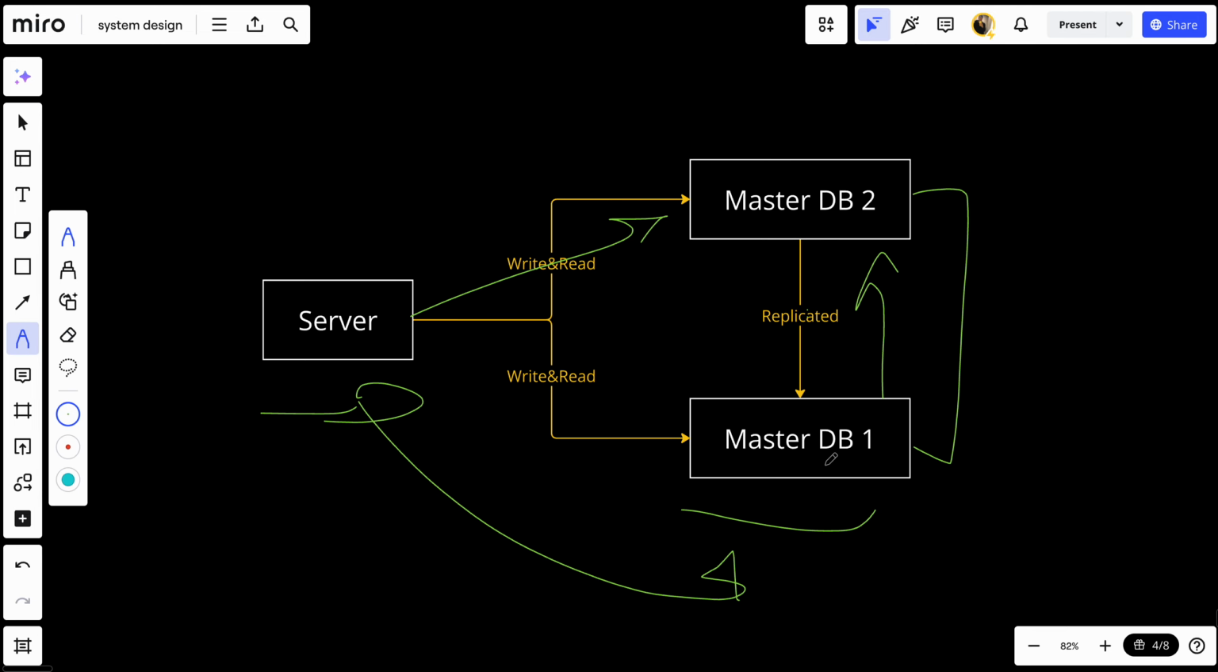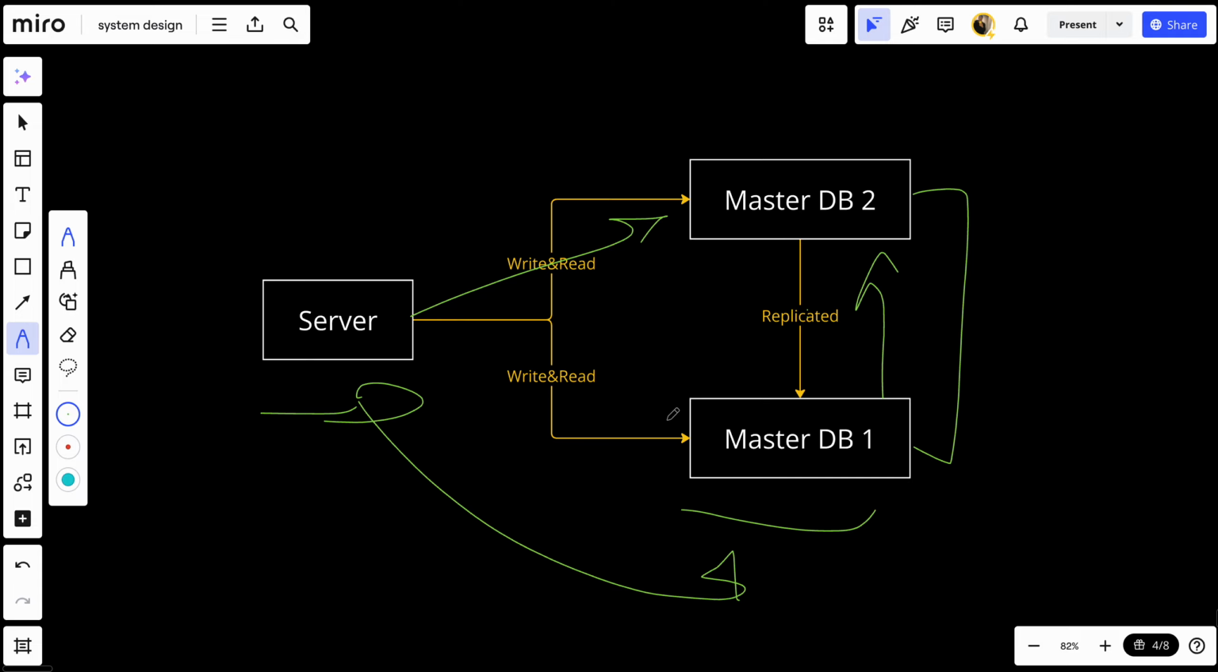But this increases the chance of conflict, because since multiple nodes are capable of handling writes, conflicts can arise when two or more nodes write to the same record at the same time. Master-master replication systems must have a strategy for resolving these conflicts, such as last write wins, versioning, or manual conflict resolution. I guess we will talk about how to handle conflicts specifically with versioning and last write wins.